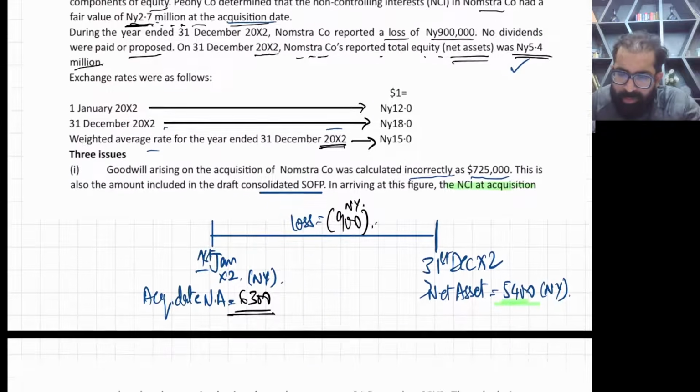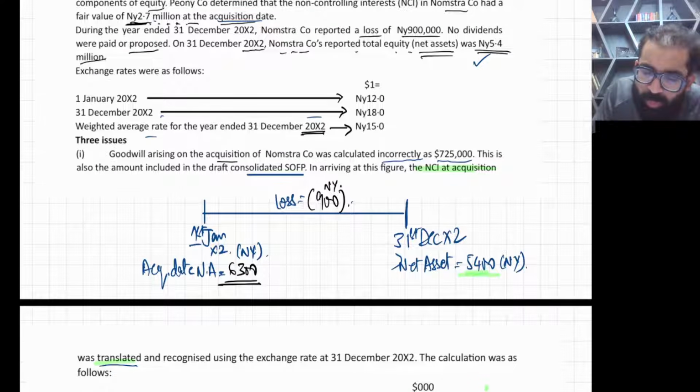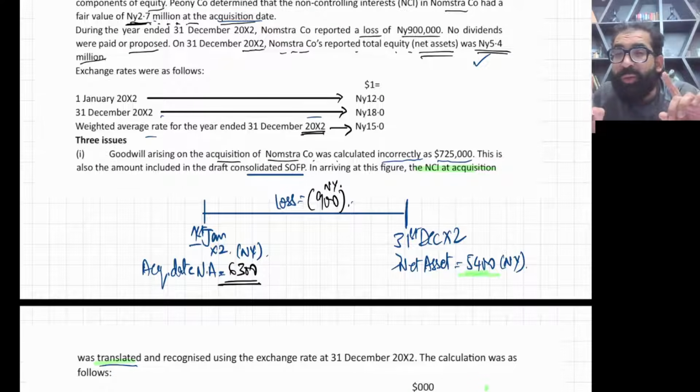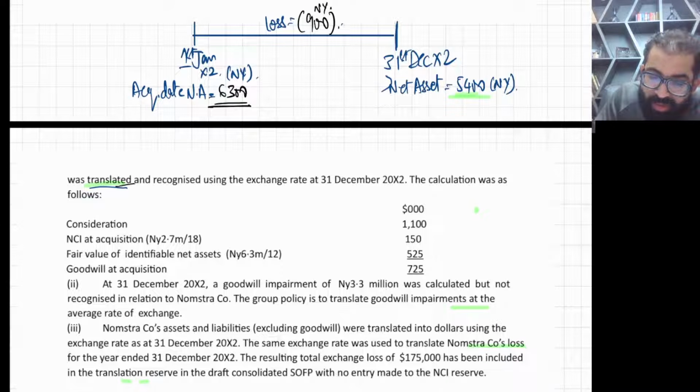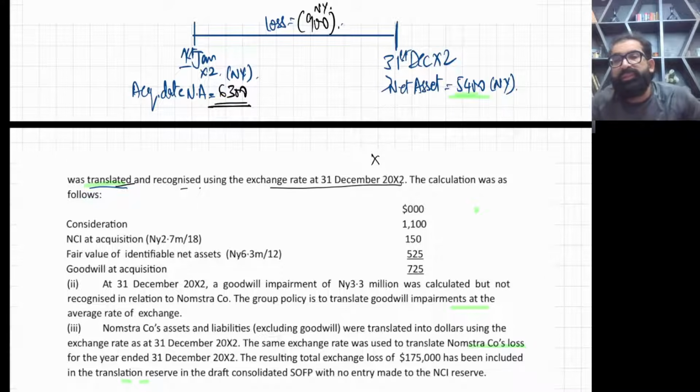Now see what is written. Goodwill arising on the acquisition of Nomstra company was calculated incorrectly. This is the style of the examiner. Openly they are saying incorrectly, which indicates there is a mistake, so correct it. Incorrectly at 725,000. This is the goodwill computed by them, and it is the amount included in the draft consolidated SOFP. In arriving at this figure, the NCI at acquisition was translated and recognized using the exchange rate at 31st December X2. This is the mistake.